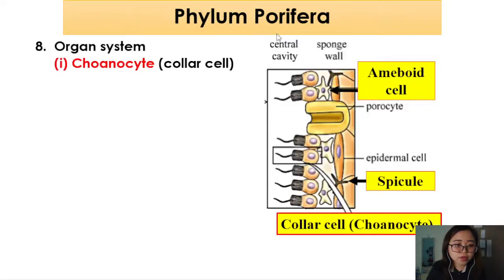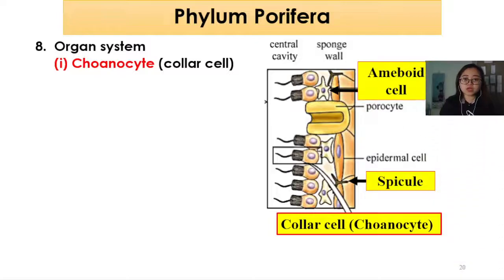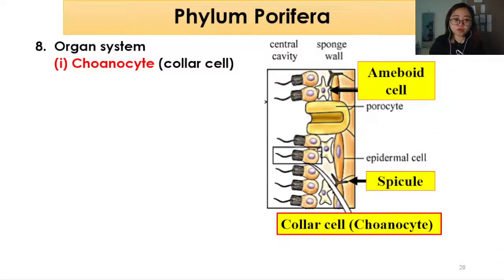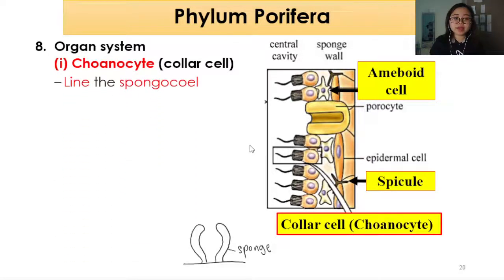And another thing we learned about Phylum Porifera is its organ system. So it does not have true tissues, but it does have some different types of cells that can be classified as organs. So the first of these organ systems is the choanocyte, which is the collar cell. So this thing, collar cell. These will line the sponge's cell.